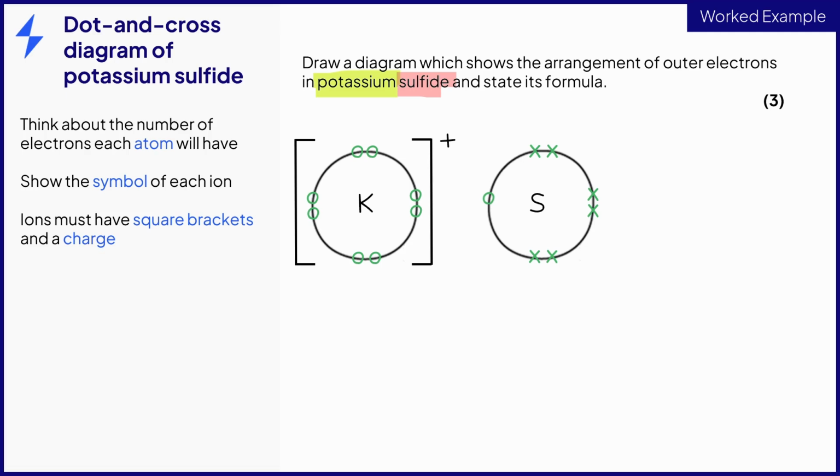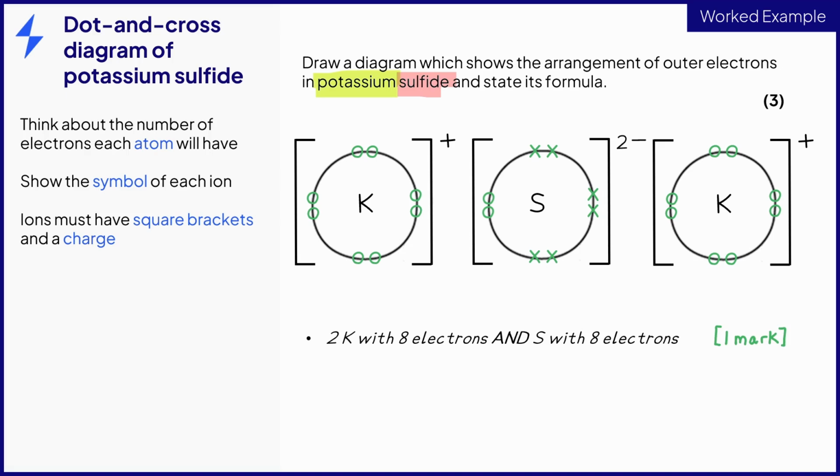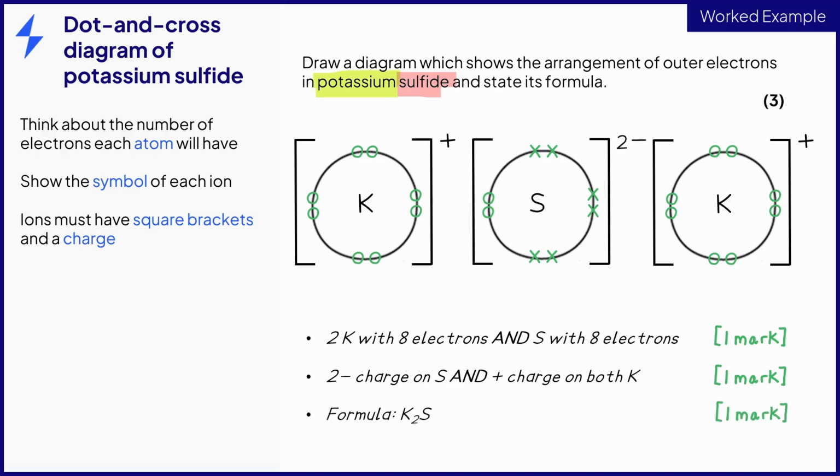Sulfur still needs to gain 1 more electron, therefore another atom of potassium loses its outer electron, which sulfur gains. This second potassium atom forms a 1+ ion, and sulfur forms an ion with a 2- charge as it has gained 2 electrons. You gain 1 mark for showing the correct number of electrons in both potassium ions and the sulfide ion, and a second mark to show the correct charges. The final mark is to give the formula. As 2 potassium ions are needed for every 1 sulfide ion, the formula is K2S.